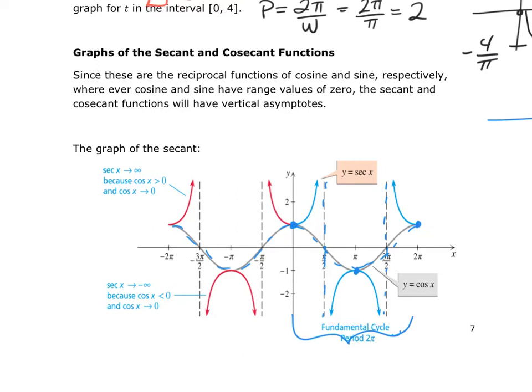And cosine and secant have the exact same outputs in 3 places. So these have 3 key points, not 5. It only has 3 key points, but it does have 2 vertical asymptotes. So we have to do the transformations on the vertical asymptotes as well as those 3 key points.